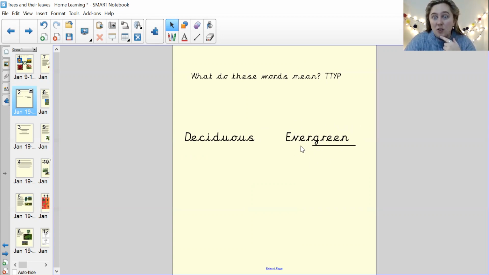Good. Evergreen, always green. So these trees, they don't lose their leaves. They always have their green leaves on them. So how about deciduous? Can you tell your partner or tell me what deciduous means? Well done if you said that it means that they lose their leaves in the different seasons. So they're not always green. Yeah? Fantastic.